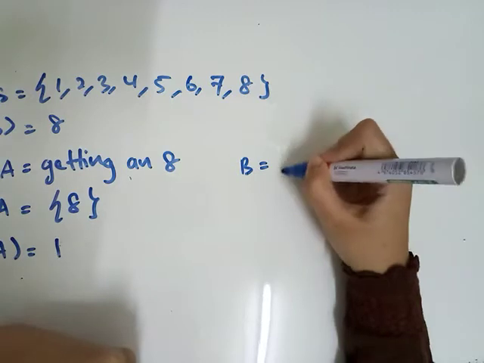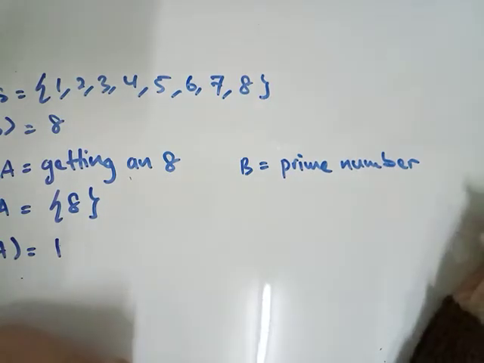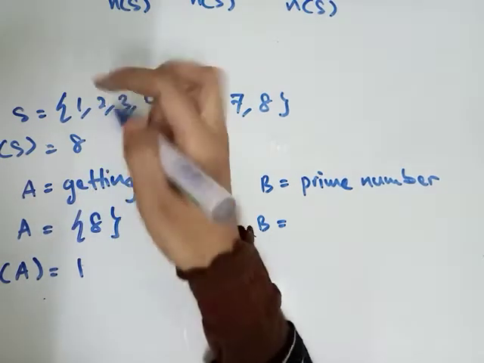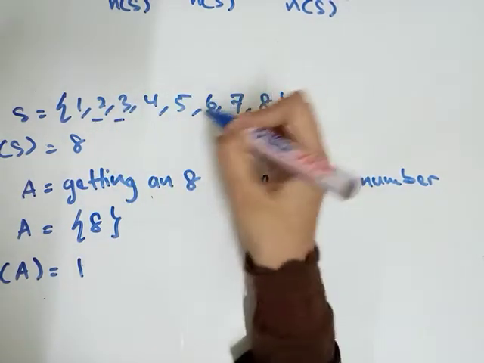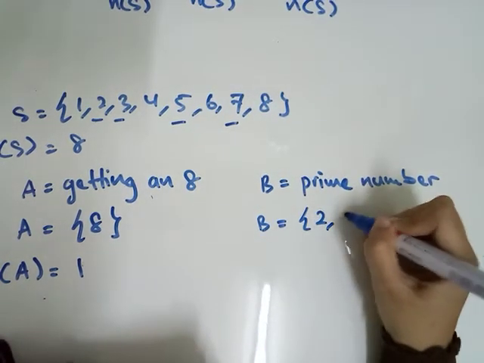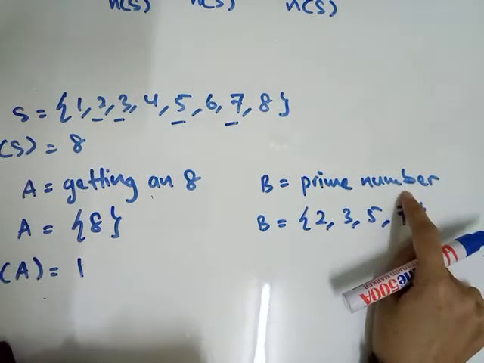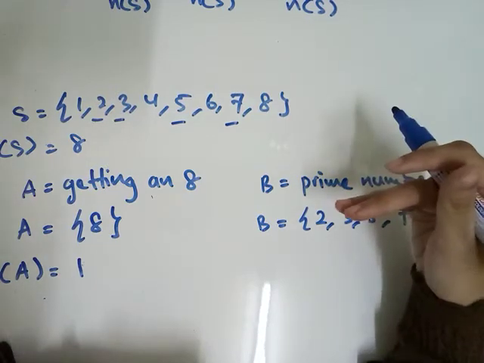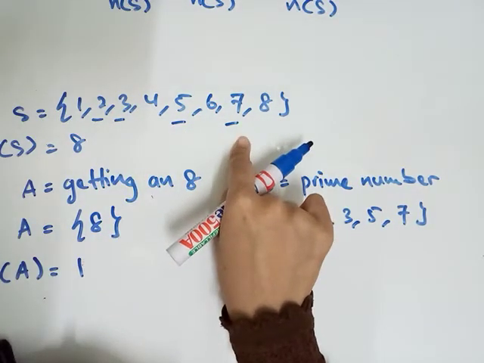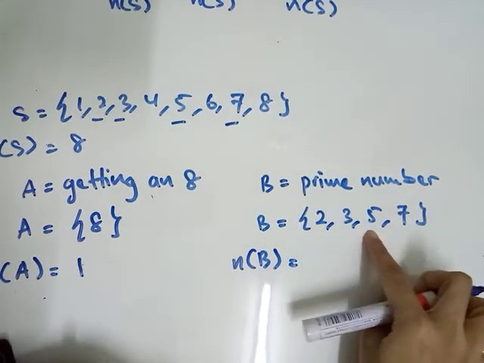And then B. Okay, B is prime number. Okay, so what is the element inside B? Prime number. Okay, from the sample space. 2, 3, 5, 7. What is prime number? Prime number ni nombor yang bila kita bagi, kita ada dapat baki dia. Okay, that is prime number. So 2, 3, 5, 7. Okay, so the number of element in set B is 1, 2, 3, 4.